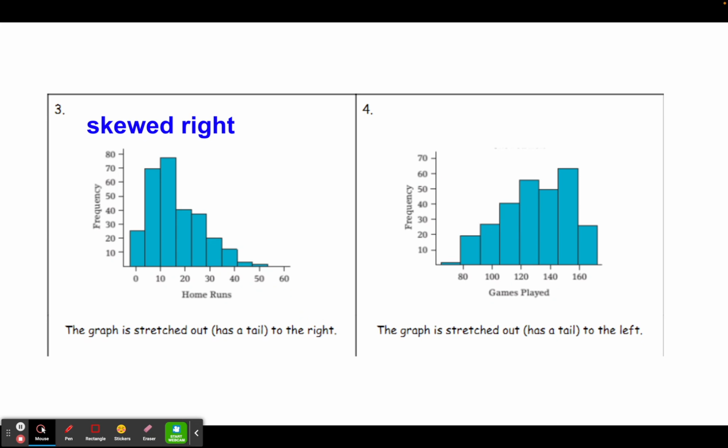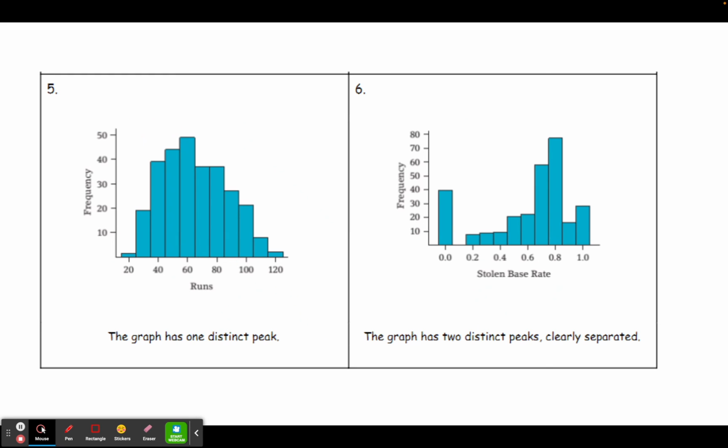And in number 4, more of the data is piled up to the right and we have a tail going to the left, even though it's not as obvious as the first one. That one we would say is skewed to the left. Now notice those are not symmetric. The left and the right side of the graphs definitely do not match there. So here we would probably only have just skewed as the appropriate shape.